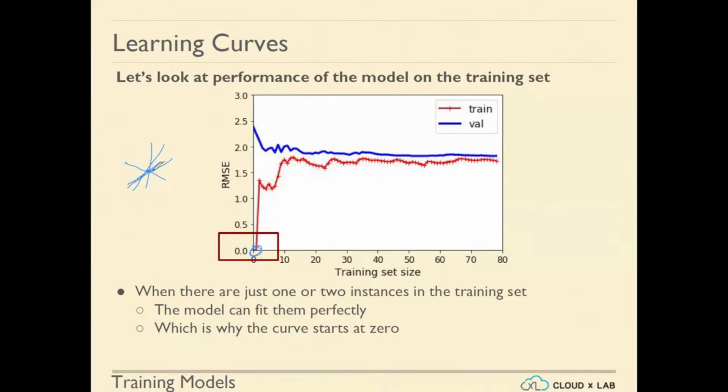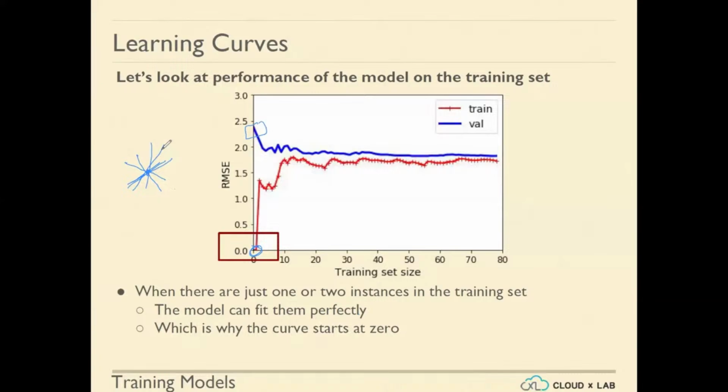Because perfectly you can fit one data point using any straight line that passes through that point, right? So this line also passes through this training data point. So training error will be zero. You can also use this line, right? But the validation error will become very high because here using one data point we cannot determine a line, right?